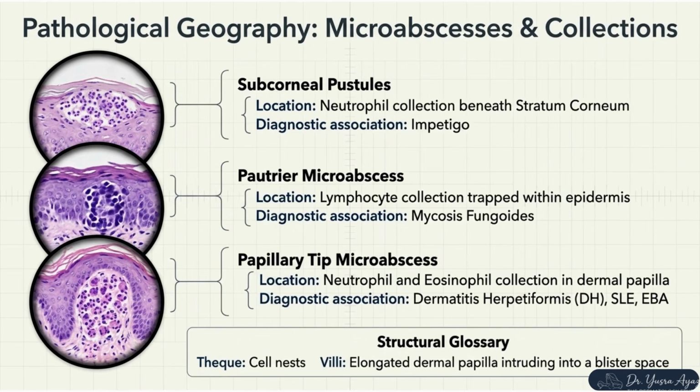Now, two important structural terms. Thecae means nests of cells. Villi are elongated dermal papillae, projecting into a blister cavity.